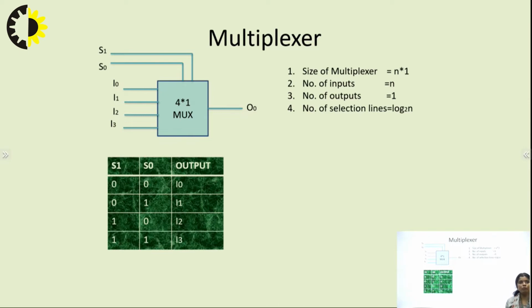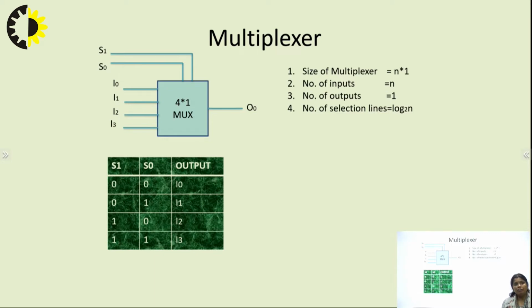Here is the example of a 4 cross 1 multiplexer. You can see there are I0, I1, I2 and I3. These are the 4 inputs and the output is generated by any one of these inputs. How we select that particular output out of these multiple inputs is the responsibility of the selection lines. Because there are 4 input lines, log of 4 to the base 2 means the selection lines will be 2. So S0 and S1 will be there, and because there are 2 selection lines, the combinations will be 2 to the power 2, that is 00, 01, 10 and 11. Output will be generated from any one of these inputs.